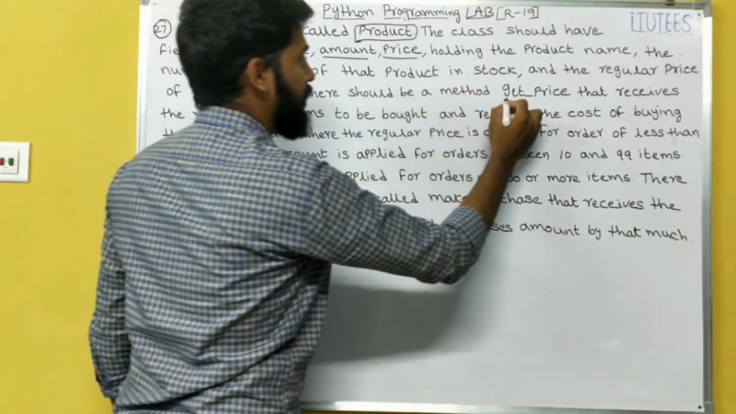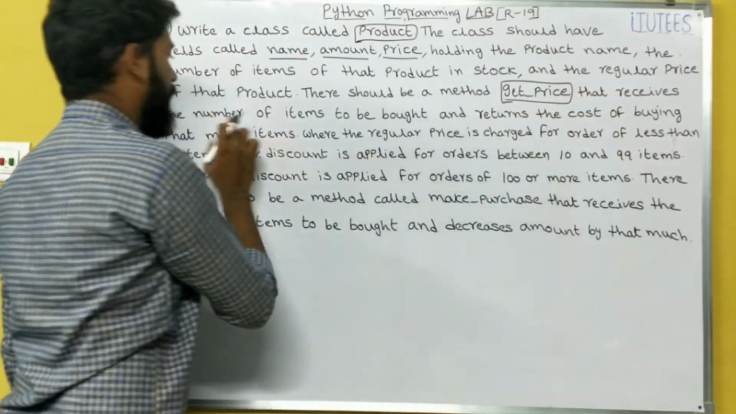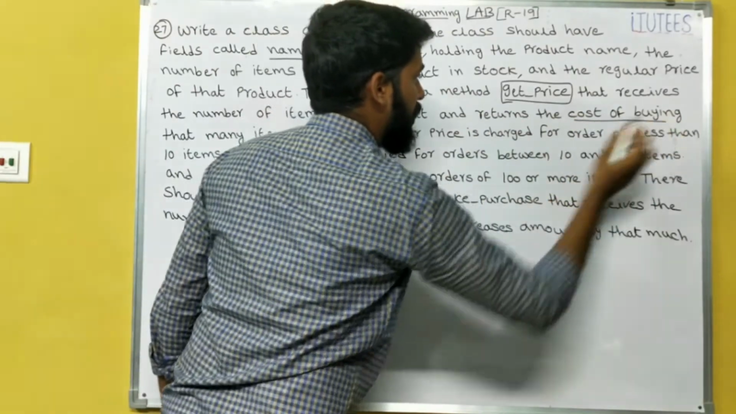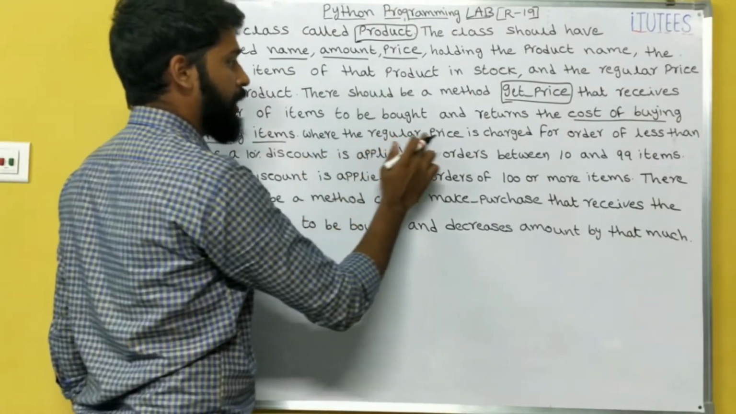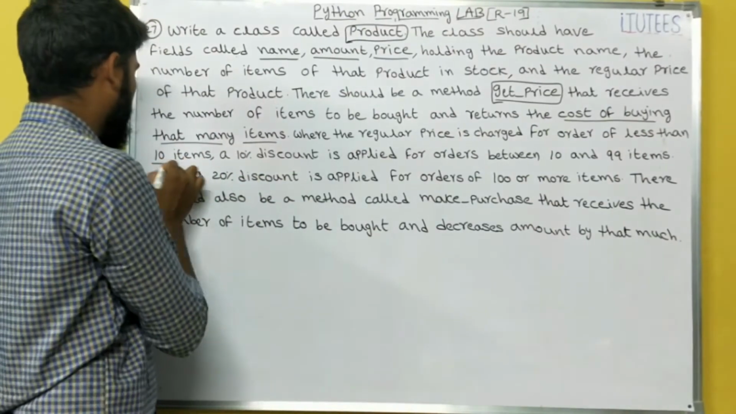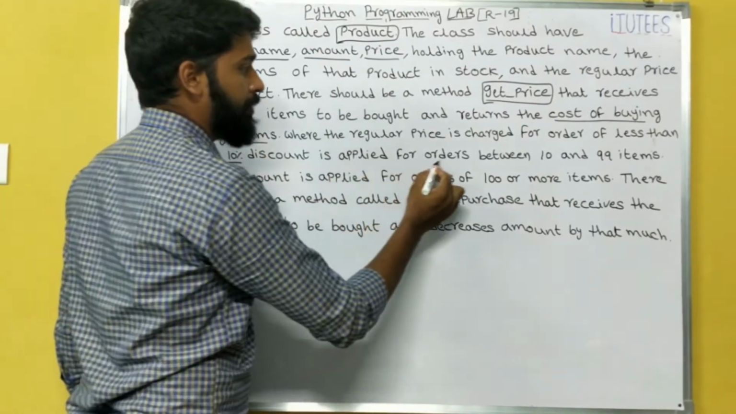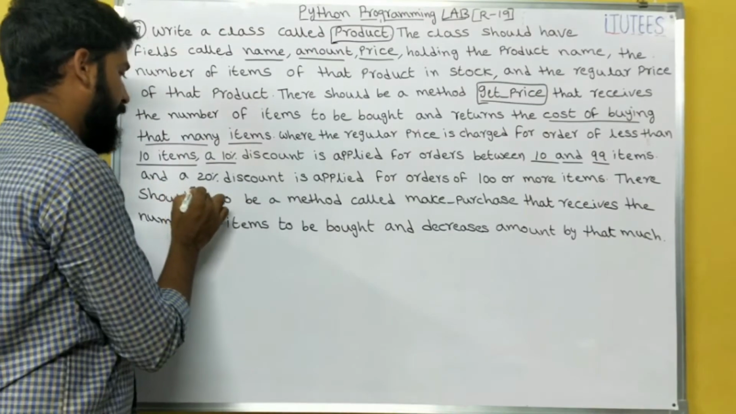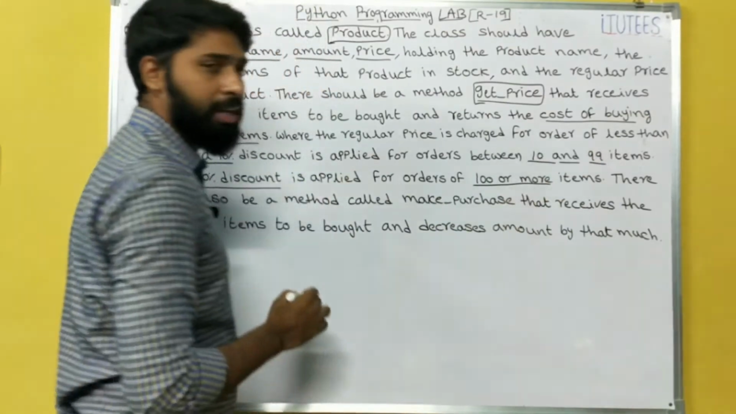There should be a method get price that receives the number of items to be bought and returns the cost of buying that many items, where the regular price is charged for orders of less than 10 items. A 10% discount is applied for orders between 10 and 99 items, and a 20% discount is applied for orders of 100 or more items.